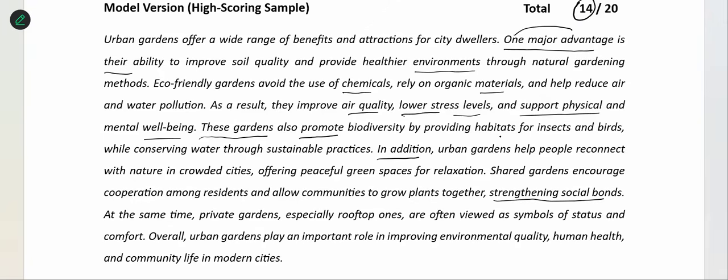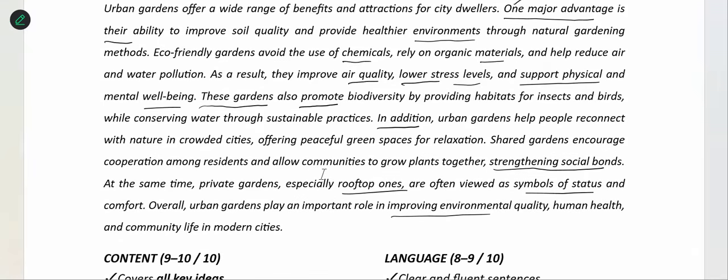At the same time, private gardens, especially rooftop ones, are often viewed as a symbol of status and comfort. Overall, urban gardens play an important role in improving environmental quality, human health, and community life in modern cities. So this is just a sample. You can't copy it, but you have to learn how to write this kind of response.